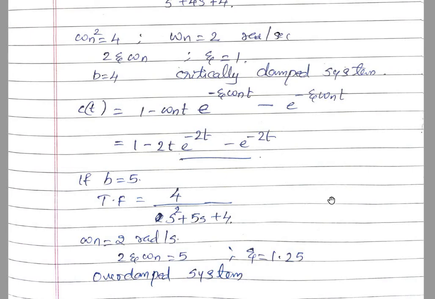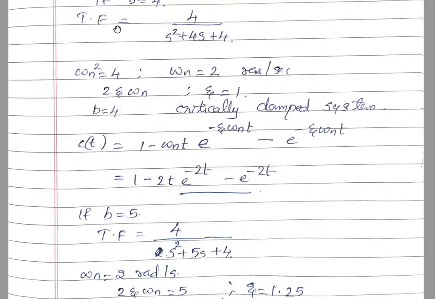You can do the problem in this way, or else you can substitute R of s is equal to 1 by s here. The overall transfer function is C of s by R of s is equal to 4 by s square plus 4s plus 4.